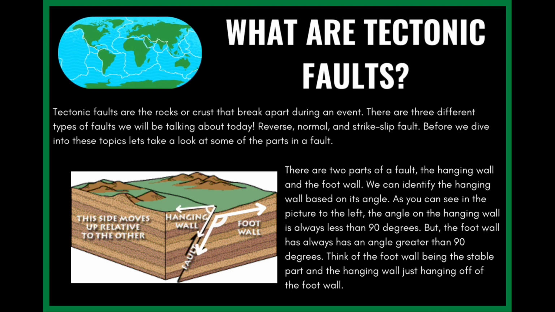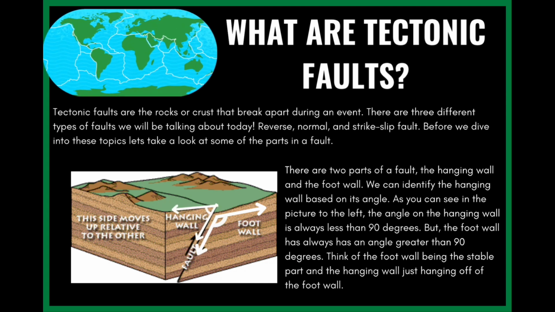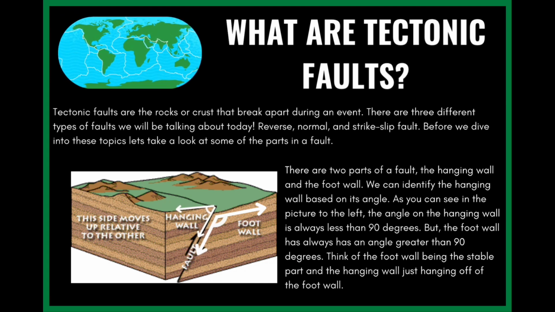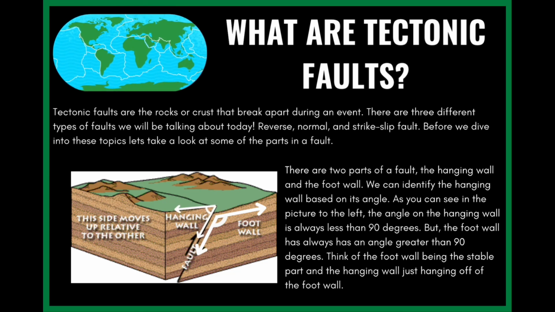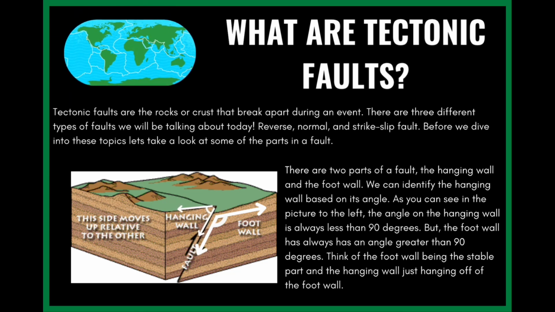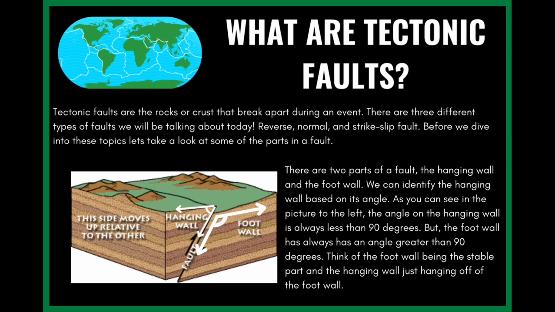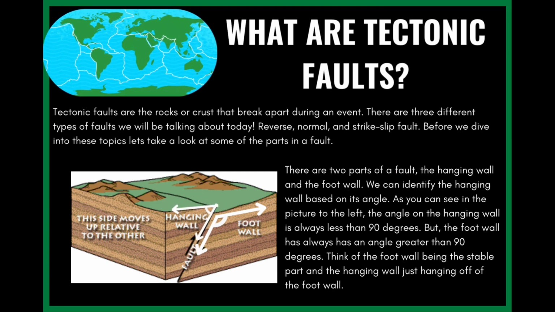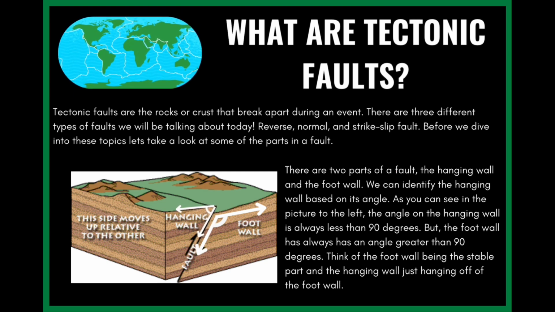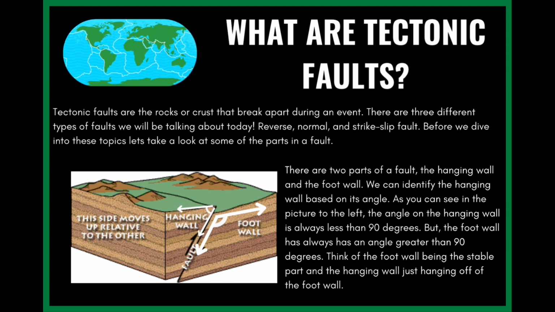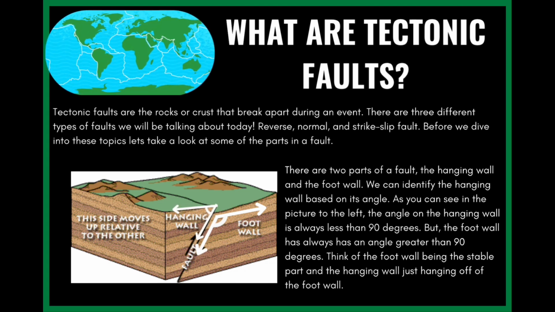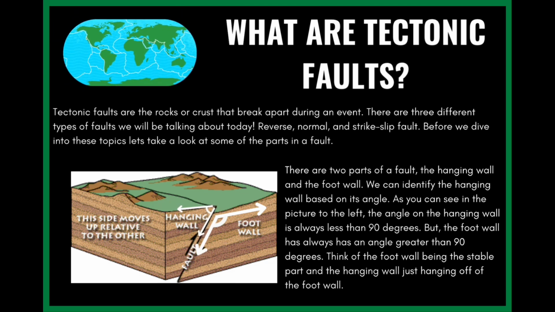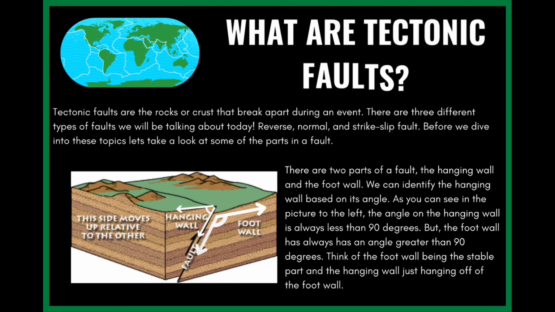To understand what each type of fault is, we need to learn the two main parts of a fault, the hanging wall and the footwall. The footwall is the rock that stays stable on the ground, but the hanging wall is the wall that keeps shifting. We can identify which is which by looking at the angles. The footwall has an angle greater than 90 degrees, while the hanging wall has an angle less than 90 degrees. You can see it in the picture below.